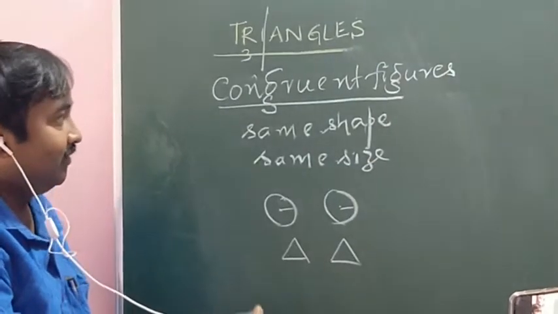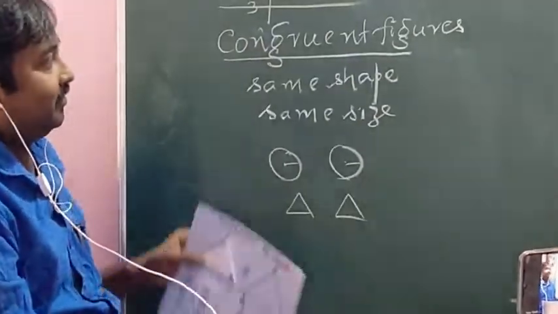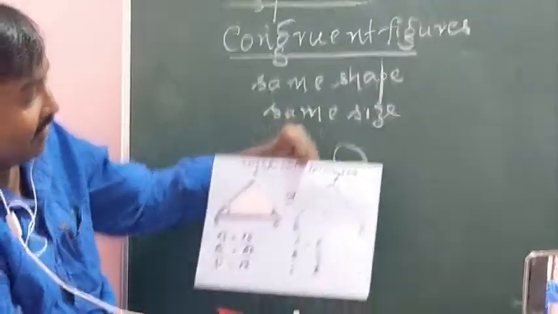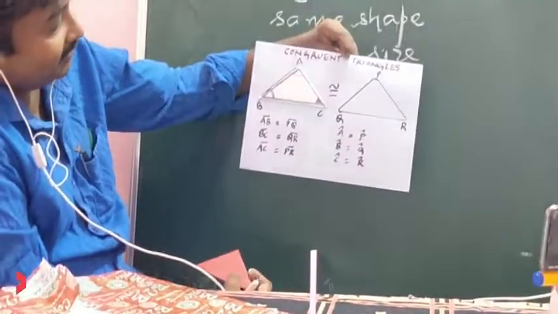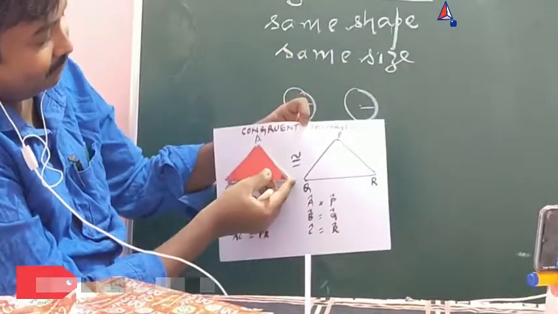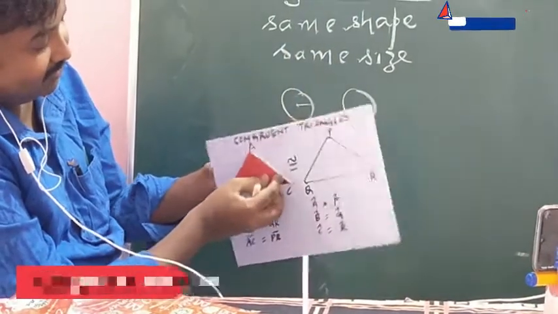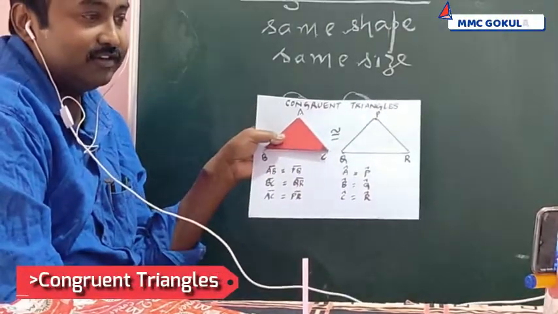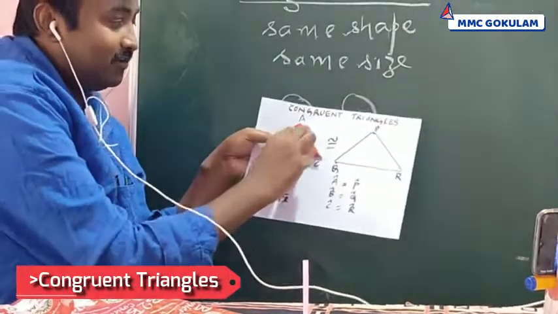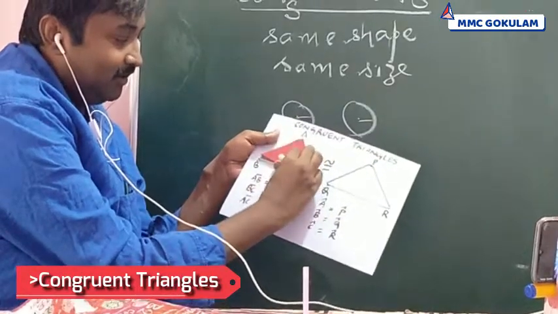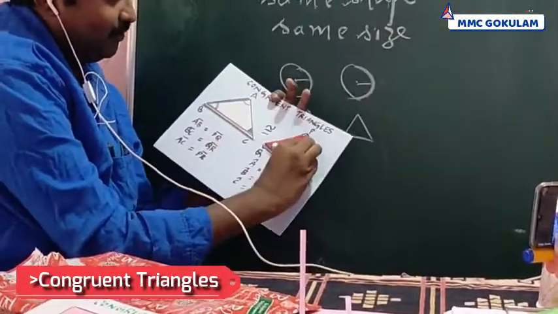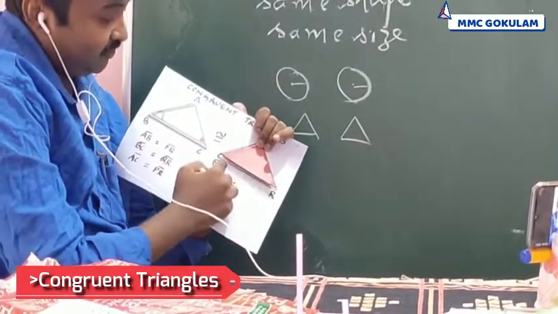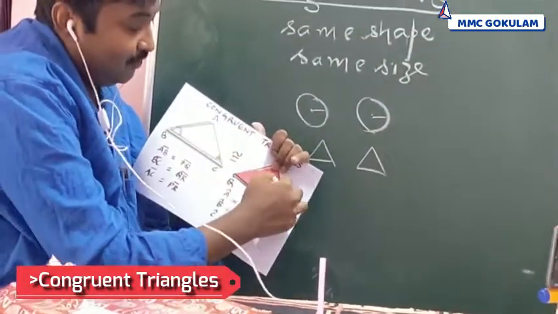Observe here, instead of congruent figures, what is a congruent triangle? Here the triangle ABC is there. It has 3 angles. See another triangle I put here. It overlaps each other. This shows it is what? Congruent to each other. Congruent means corresponding sides are equal. AB is equal to PQ, and BC is equal to QR. AC is equal to PR.